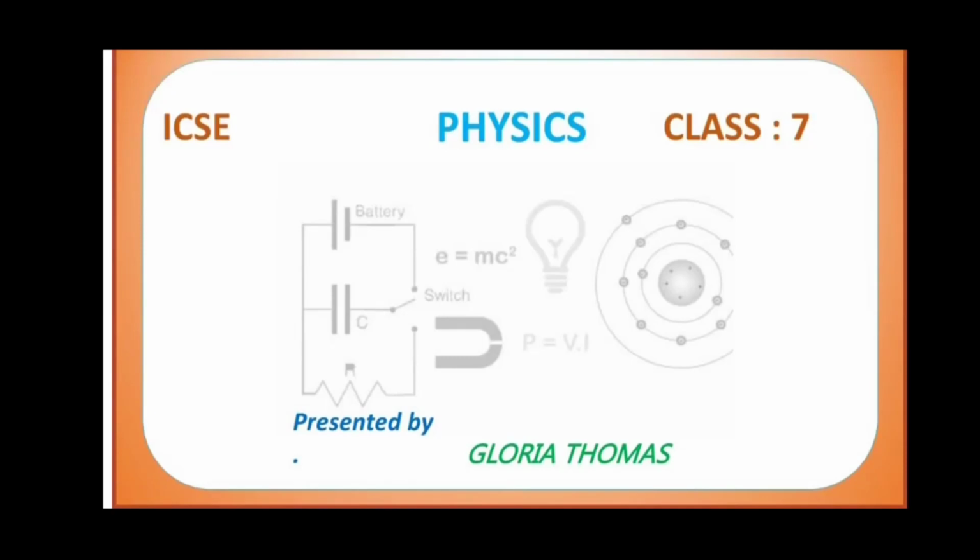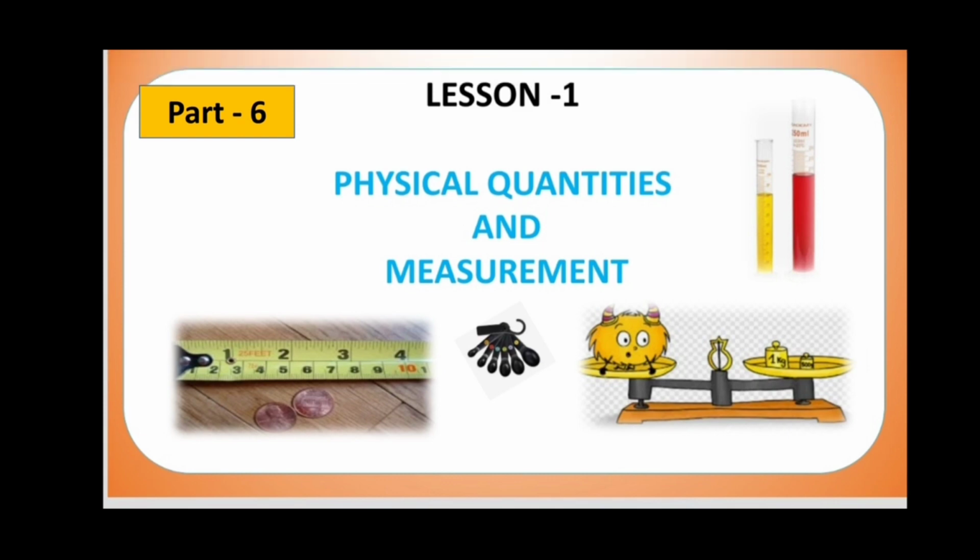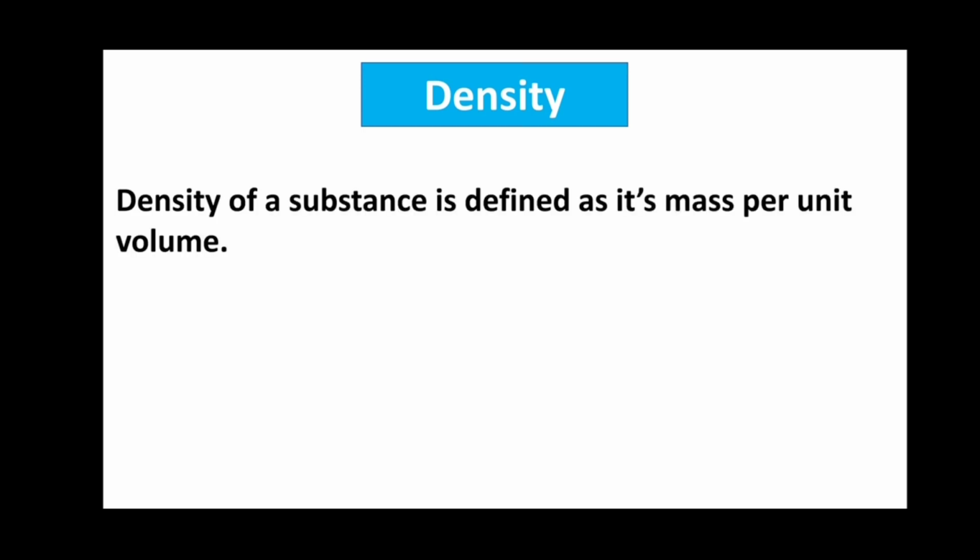Welcome back to the class which is discussing physical quantities and measurement. In today's class, we are going to learn about density. Density of a substance is defined as its mass per unit volume. That means mathematically we can express it as density is equal to mass divided by volume.